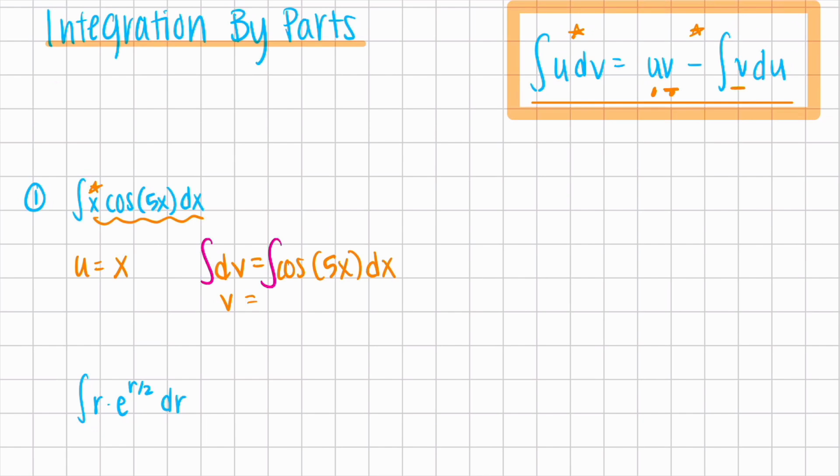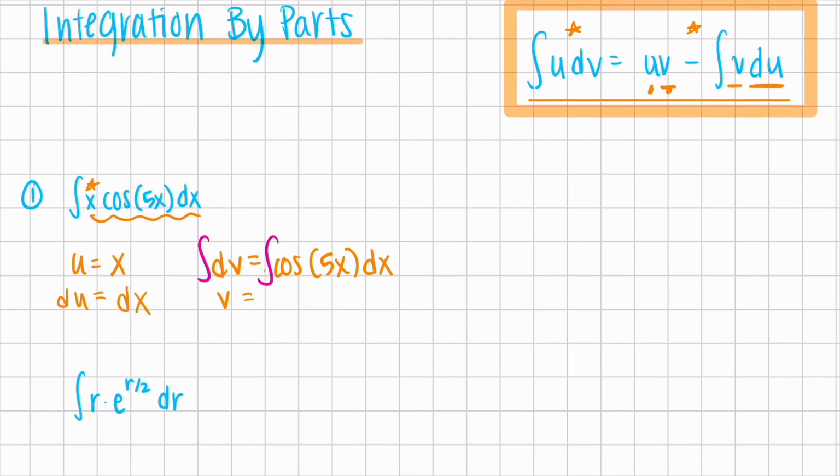I'm going to have v again, and then I have du. So just like U substitution, I'm going to take the derivative of both sides of my U equation, multiply both sides by dx, and I get du equals dx. So long story short, choose U and dv, integrate dv equation, take the derivative of the U equation.